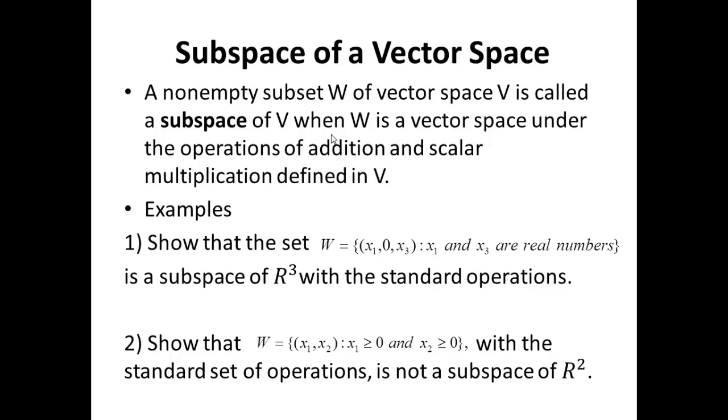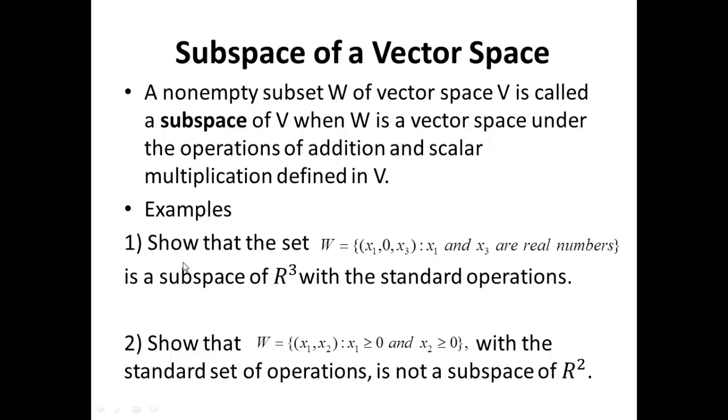The relationship is that W is a subset of V, so it is called a subspace, just like a chief and a subchief. A subchief is a chief, it's just that he or she is under some other chief. And of course, W has to be a vector space under the same operations of addition and scalar multiplication defined in the larger set V.